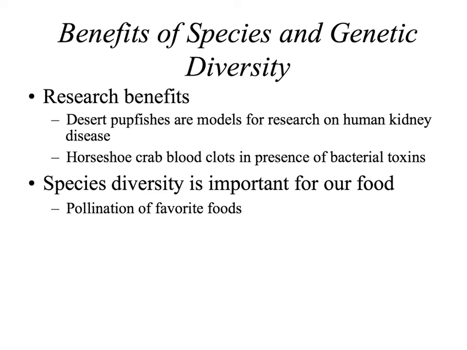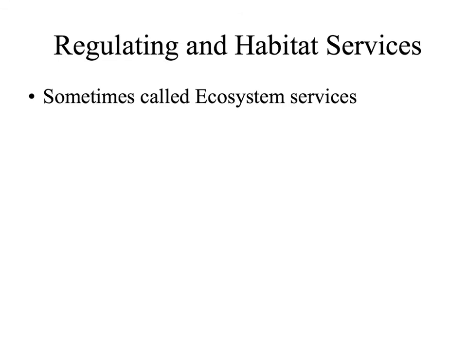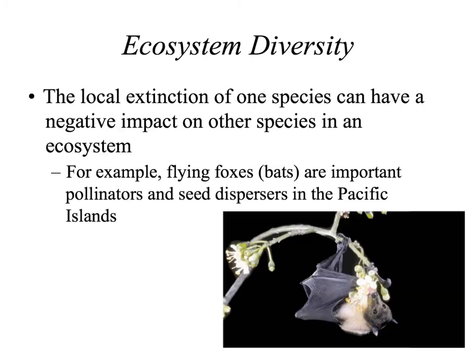Many species of bees are now on the endangered species list. If we lose these bees, we may lose many of the produce that we find on the grocery store shelves. We can also look at regulating and habitat services. Sometimes these are grouped together and called ecosystem services.